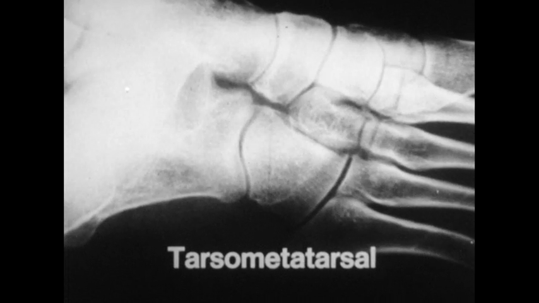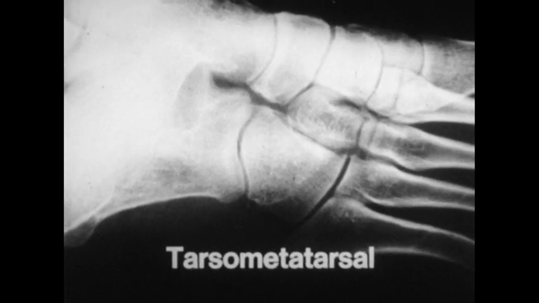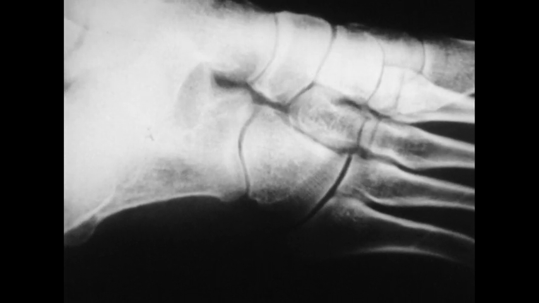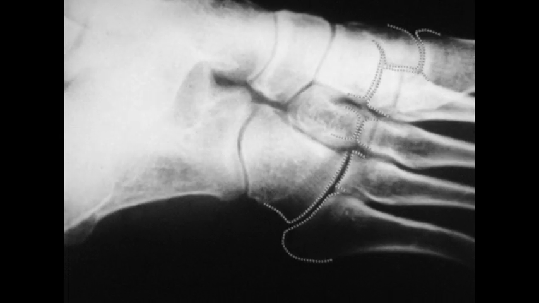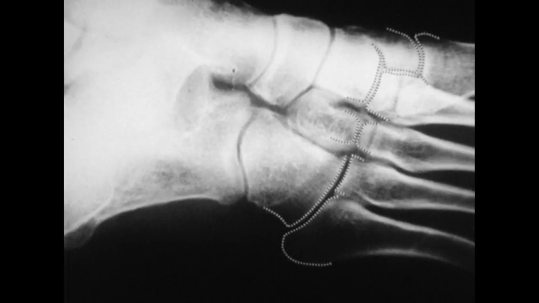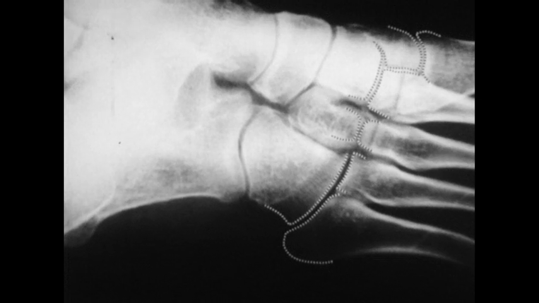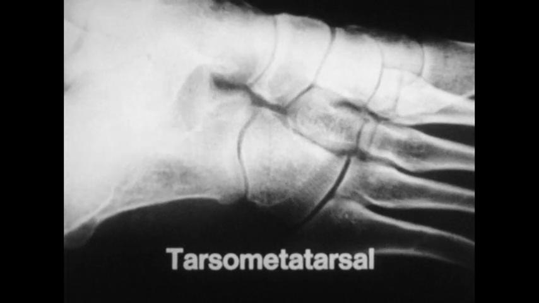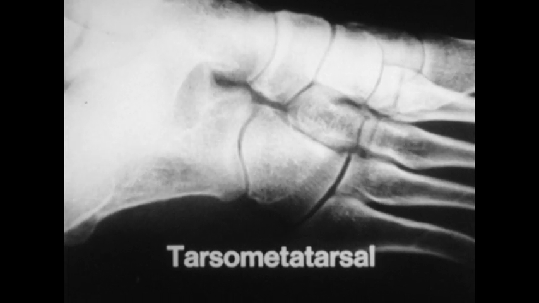The tarsometatarsal articulations are between the cuboid, the medial, intermediate, and lateral cuneiforms, and the bases of the 5 metatarsal bones. These are plane joints, and the bones are held together by dorsal, plantar, and interosseous ligaments. Movements are limited to slight gliding of the bones.